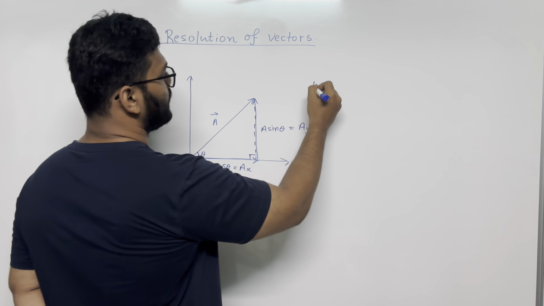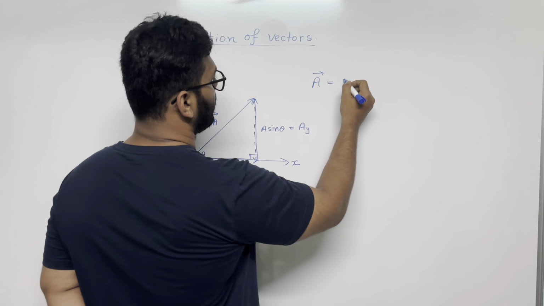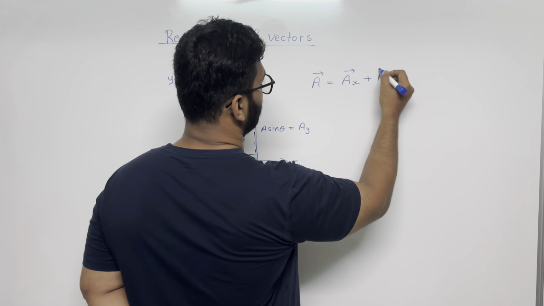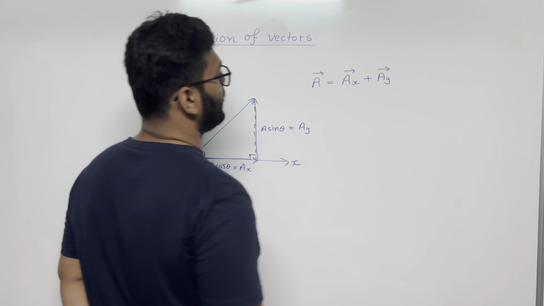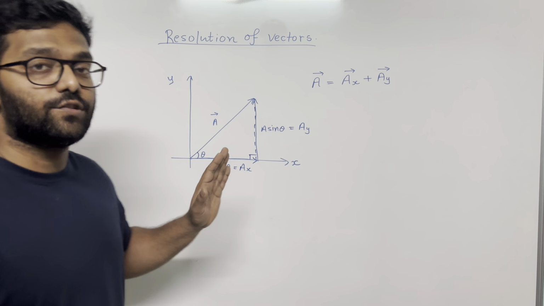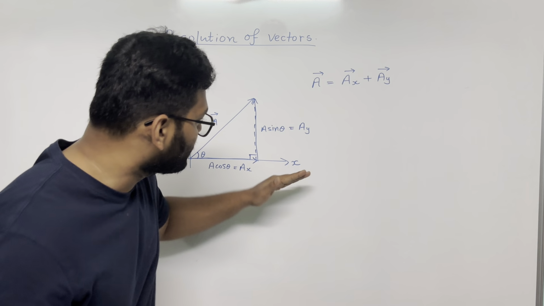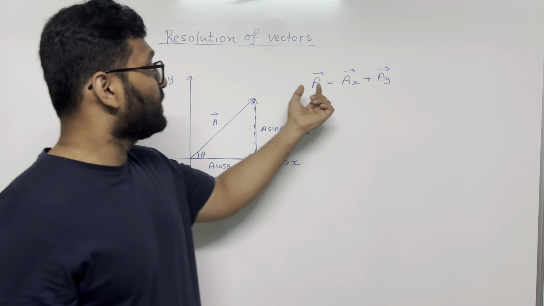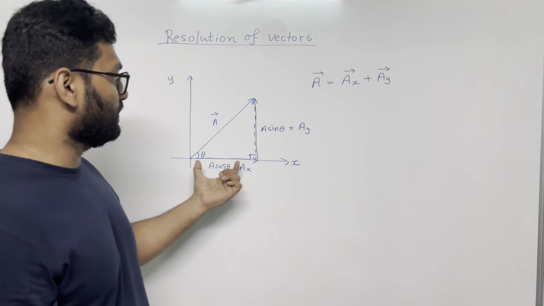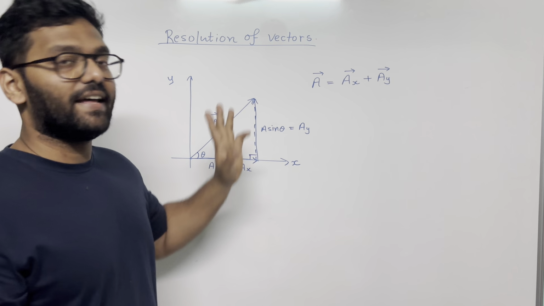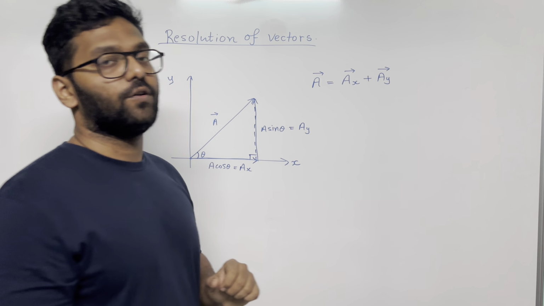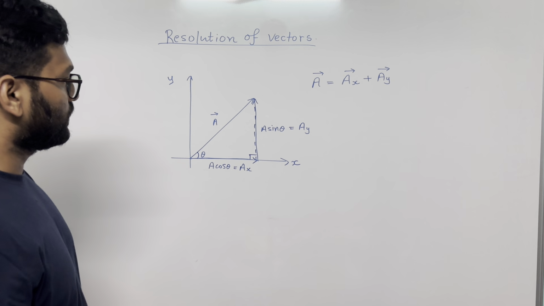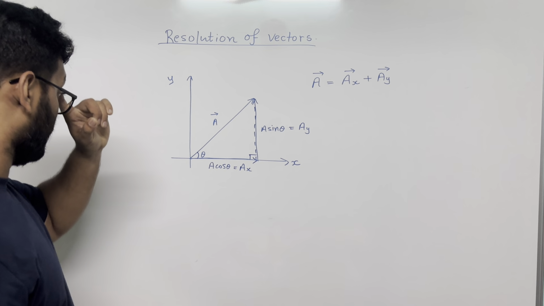So a bar can be written as ax bar plus ay bar. Now these two vectors ax bar and ay bar are the vectors which are solely in the direction of x and the direction of y respectively, right? So I have resolved this vector into two vectors which are in certain other directions. This is itself called resolution of vectors. Okay, now ax is a cos theta, ay is a sin theta, right?